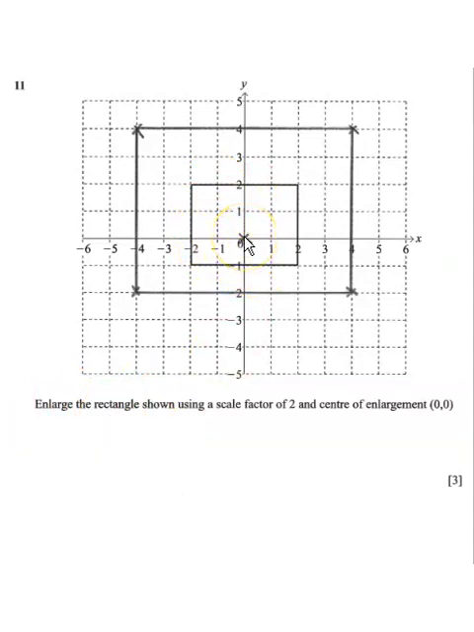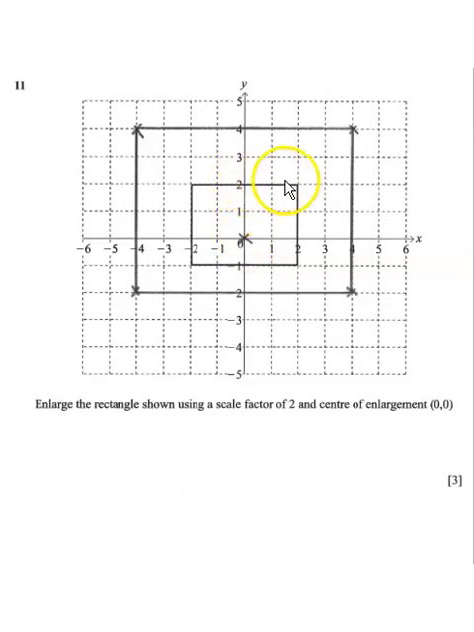So we use the centre of enlargement to work this out. We always count from the centre of enlargement to each point. So we can see it's 2 up and 2 across to get to this point here. So we multiply everything by 2. Instead of 2 up, it's going to be 4 up. Instead of 2 across, it's going to be 4 across. And we plot the point there. And that's the same for everything.